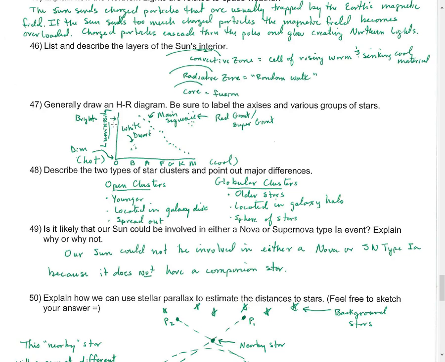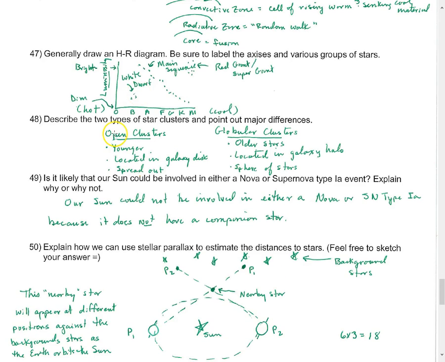Question 47, draw an HR diagram and label the axes and show the various groups. Along the x-axis, we have temperature from hot to cool, which corresponds with the "Oh, Be A Fine Guy, Kiss Me" stellar types. Along the y-axis, we have luminosity, increasing as you go up. The main sequence is a diagonal from the upper left to the lower right. Then we have a cluster up here of giants, red giants, and supergiants, and a cluster down here of white dwarfs. That's what I was after.